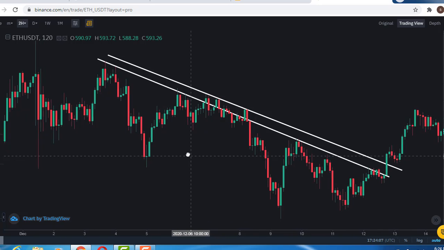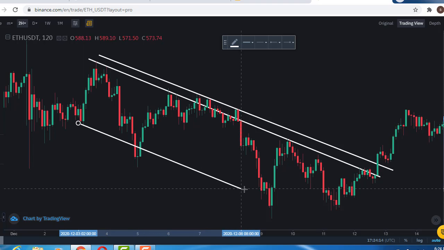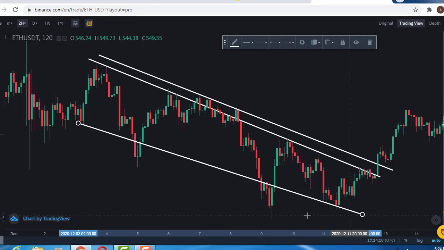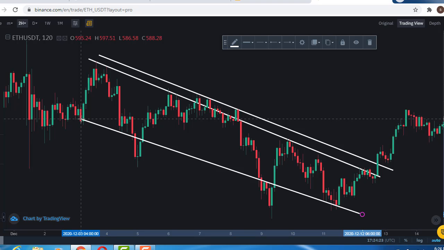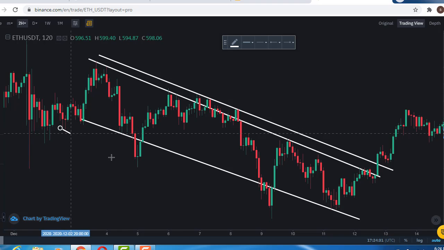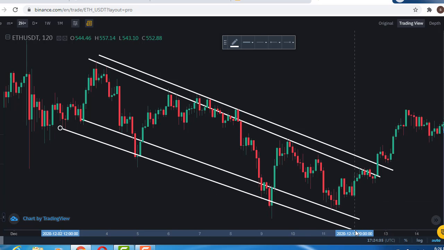Not only that, you can as well draw the same thing down here like a channel. You can always adjust your trend line to fit what you want. It must have the most touches. Remember that, very important.